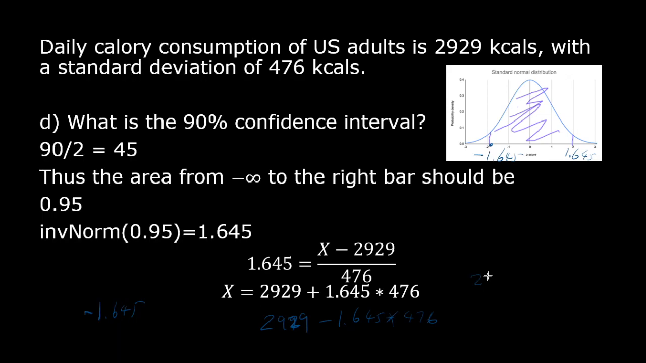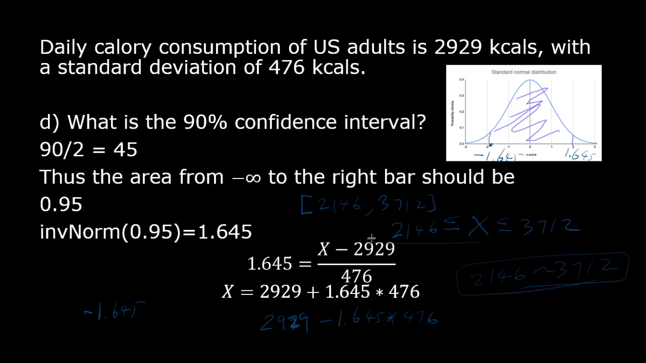So 2146 to 3712. And you write down your answer like this. You can use interval notation, like the closed interval 2146 comma 3712, or you can also use the inequality notation, so your random variable belongs to 2146 until 3712. Okay, so that's the answer for this question. Hopefully that gave you some idea of what confidence interval is.